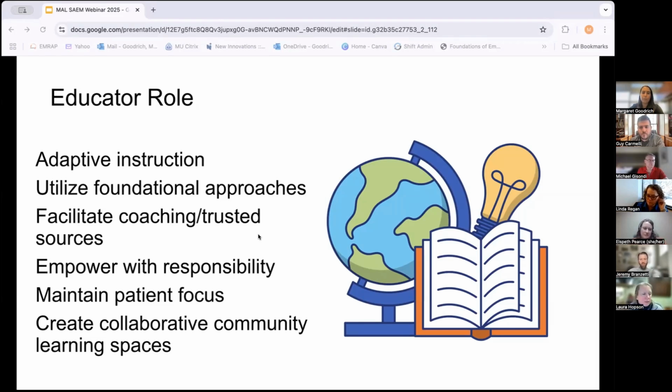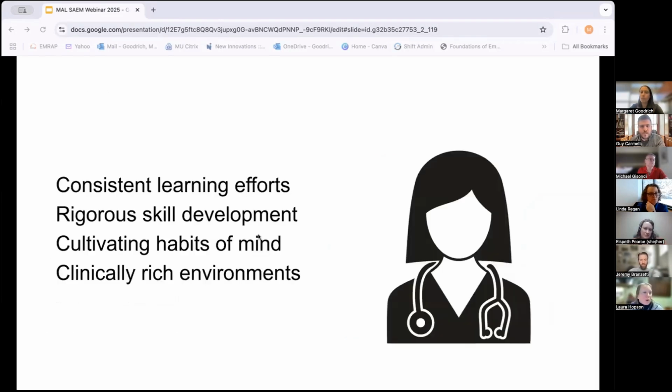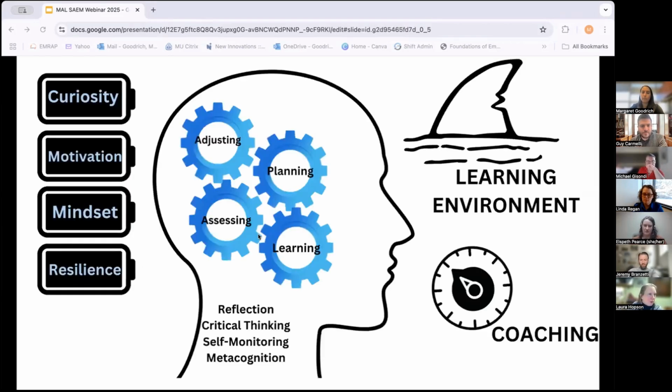And Margaret, if you'll advance the slide for me. And what do we see? We see a lot of these same behaviors. We see consistent learning efforts. We see intentional and very rigorous skill development. We see people who are curious and exploring new information, and they work in clinically rich environments. And this picture, to me, really helped round out what the long-term prognosis of a master adaptive learner can be.